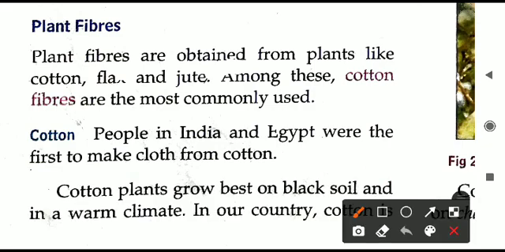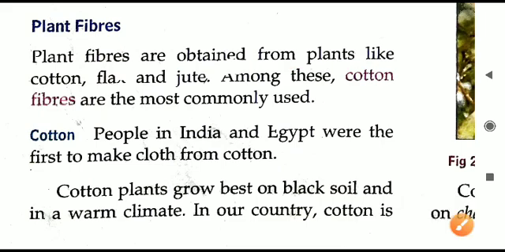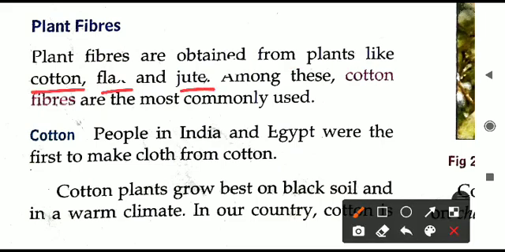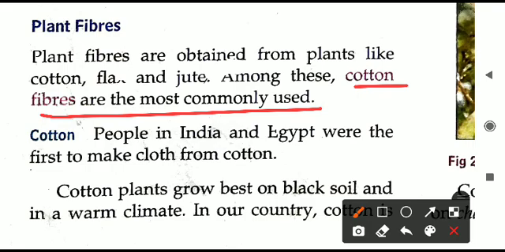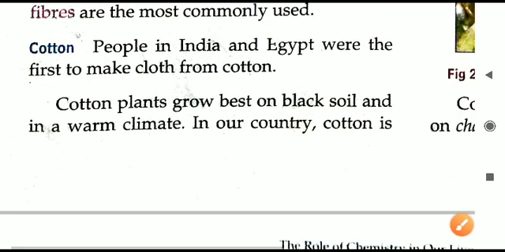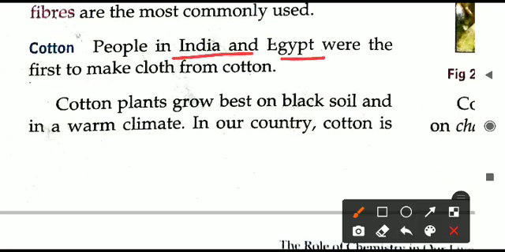See, as the name says, plant fibers are obtained from plants. Which type of plants? These plants are cotton, flax, jute. These types of plants will give us different fibers. The most common one is cotton. Cotton fibers are most commonly used, especially by people in India and Egypt.